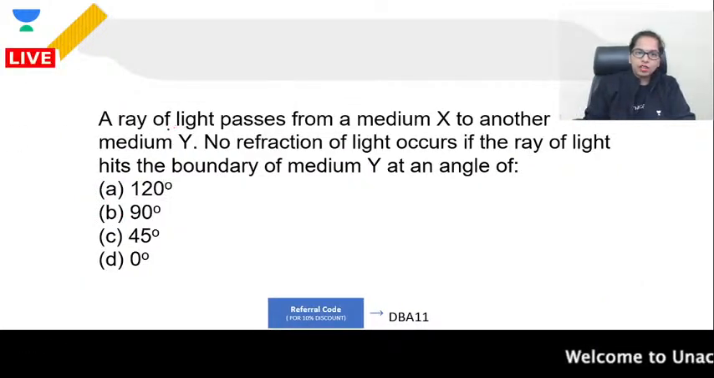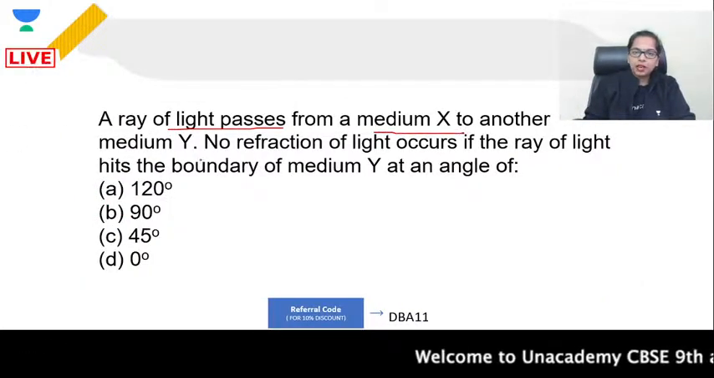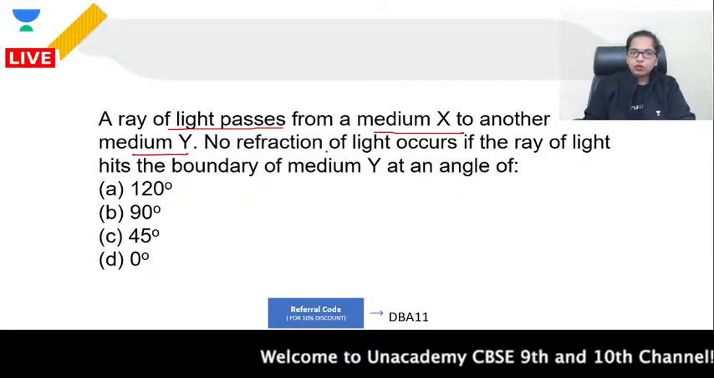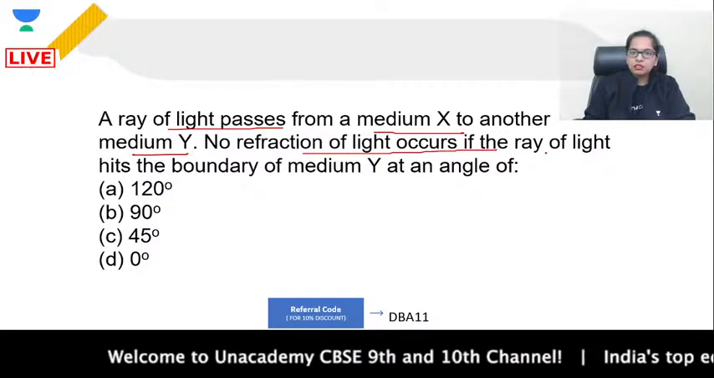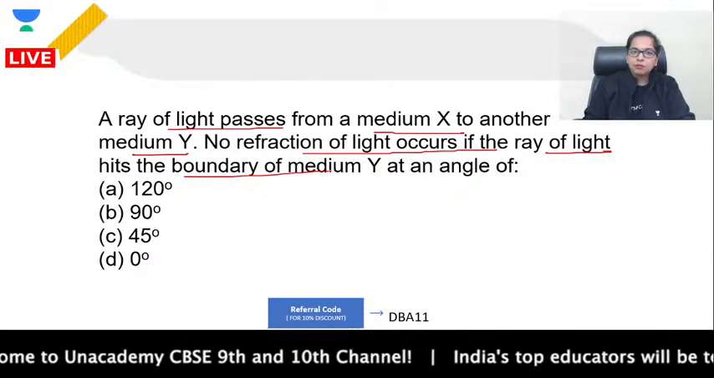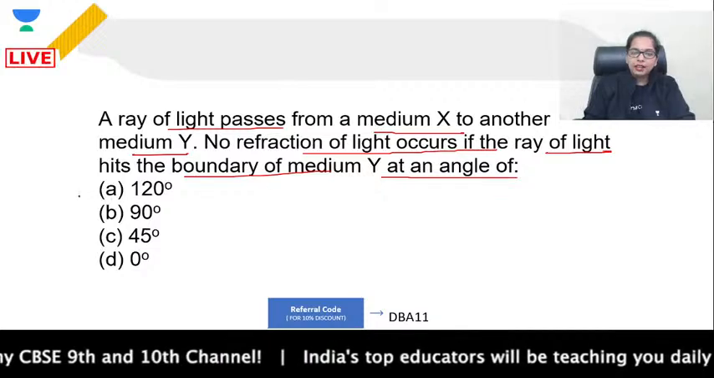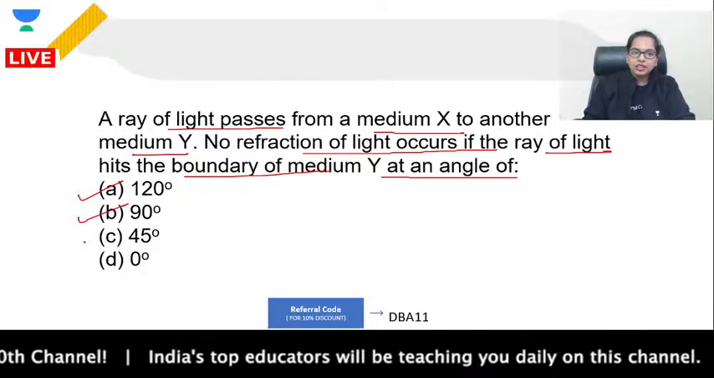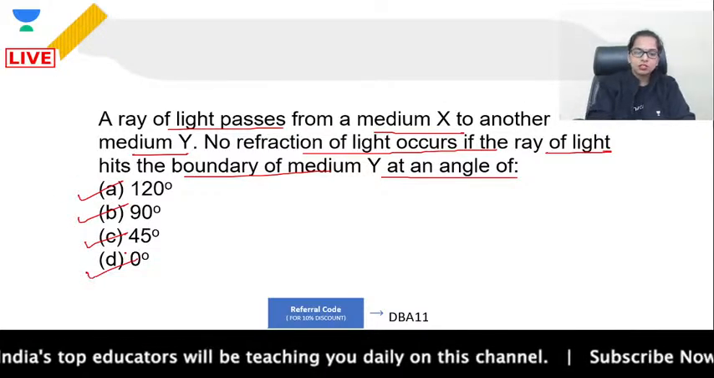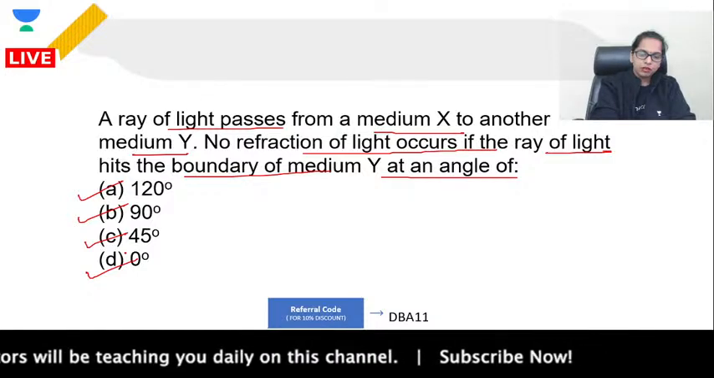A ray of light passes from the medium X to another medium Y. No refraction of light occurs if the ray of light hits the boundary of the medium Y at an angle of 120 degrees, 90 degrees, 45 degrees or 0 degrees. चलो जल्दी से बताओ इसका क्या होगा.